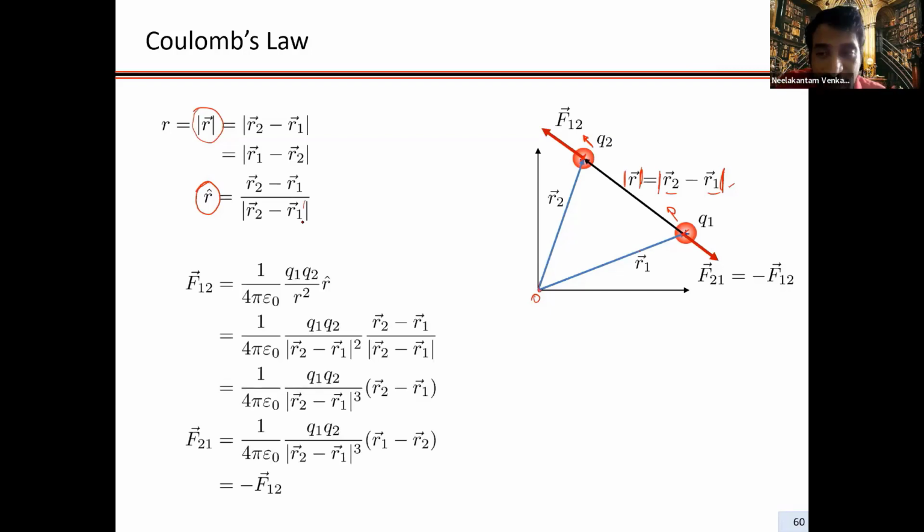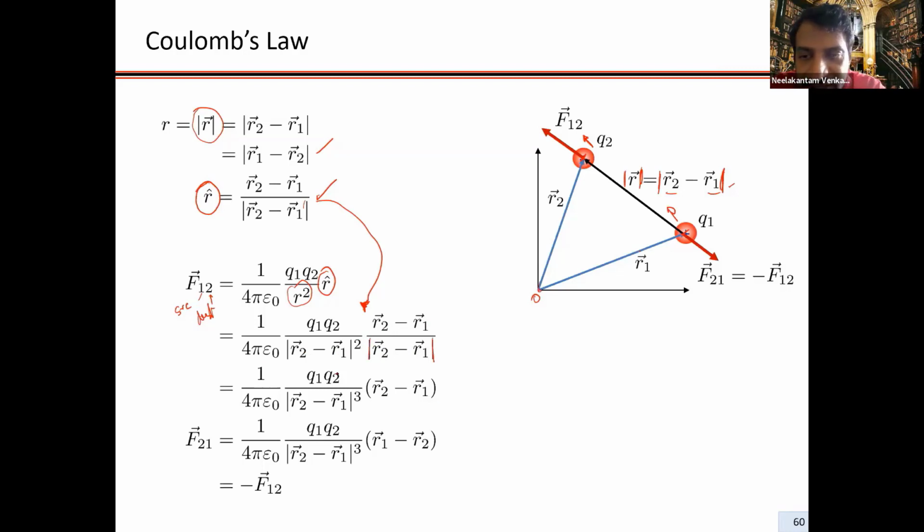Now, if you go ahead and plug it back in, we know the force by 1 on 2, source, destination, by 1 on 2. 1 is the source, 2 is the destination. That is going to be q1 q2 over r squared times r hat. But this r hat, now we know, is going to be this guy. So I'm going to substitute that in here and substitute the value of r squared to be this guy. I notice that then it's going to be q1 q2 over the magnitude of r2 minus r1 squared, times r2 minus r1 over its magnitude.